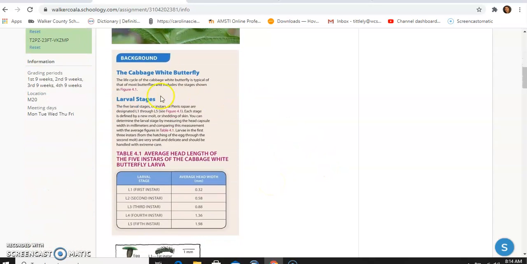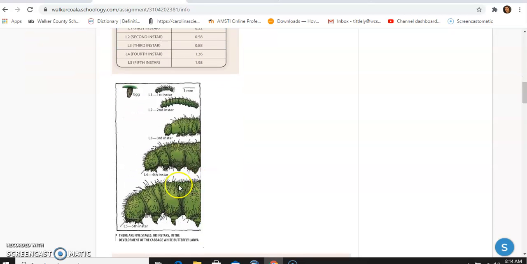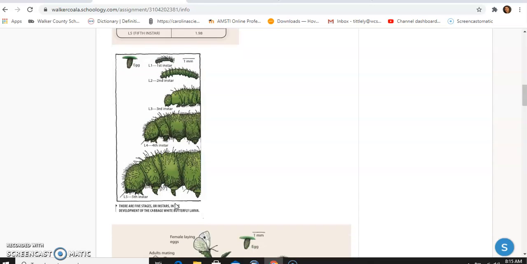You need to read this background information about the cabbage white butterfly. You need to view this information about its growth stages. It will tell you the average width of its head, so that gives you an idea of how it grows over time. Then you have this picture, which even though it doesn't show the whole caterpillar body in each picture, you can get an idea of how they grow from just a couple of millimeters all the way up to the really large size they will be when they start to go into their chrysalis stage.